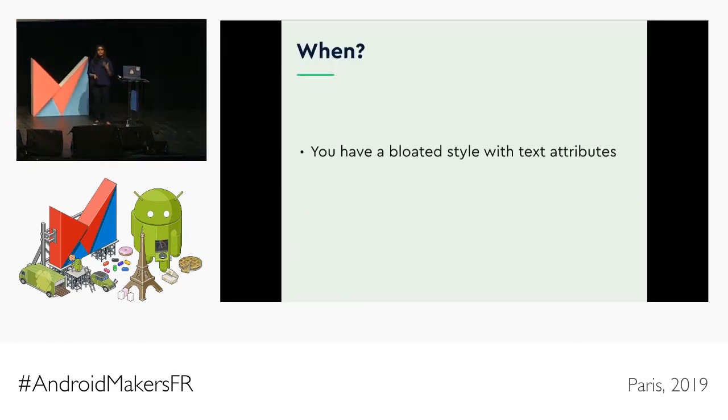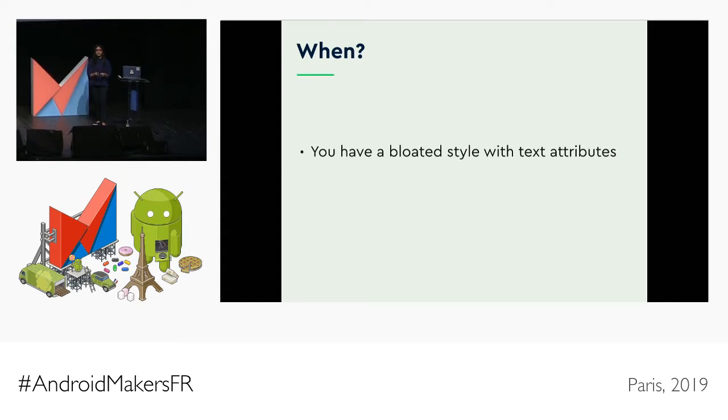So when should you use a text appearance? If you have a style that has a bunch of text-related attributes and non-text-related attributes, it's generally a good idea to extract out the character-level attributes into a text appearance, because when you see android:textAppearance set on a TextView, you know exactly what's going on.